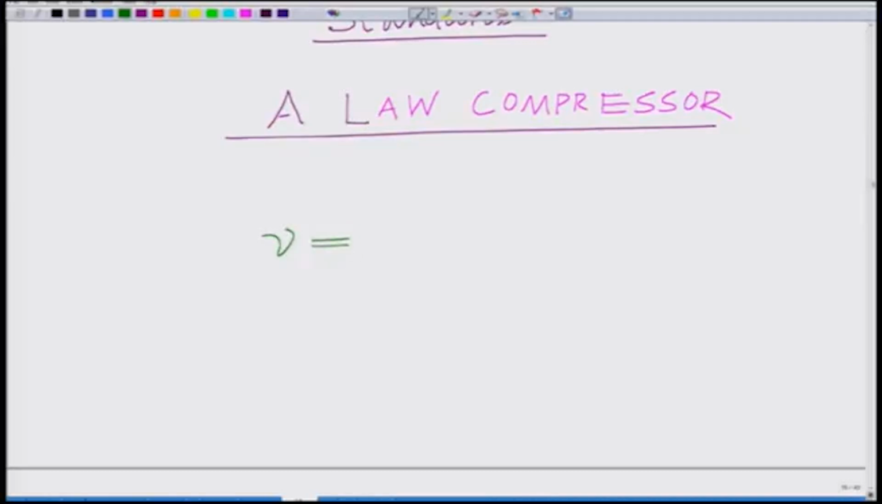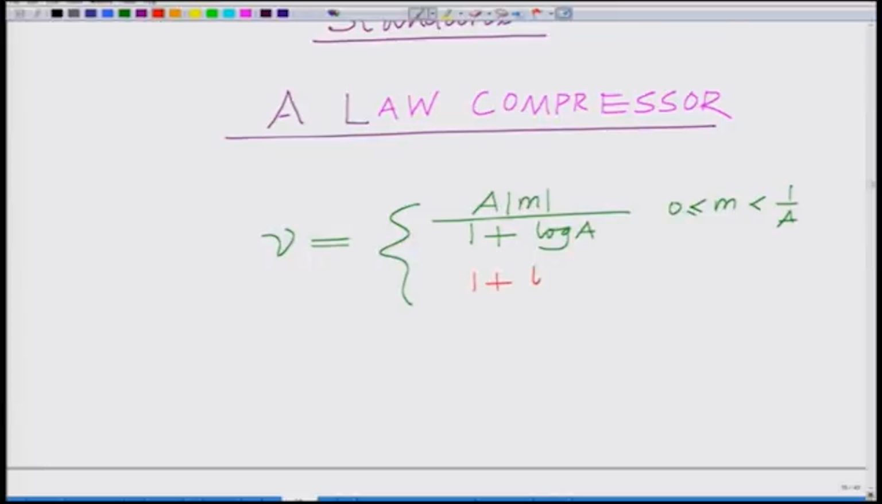The A law expression for the A law compressor, that is nu equals A magnitude m divided by 1 plus log A for 0 less than or equal to magnitude m less than 1 by A, and it is 1 plus log A magnitude m divided by 1 plus log A for 1 over A less than or equal to magnitude m less than 1.